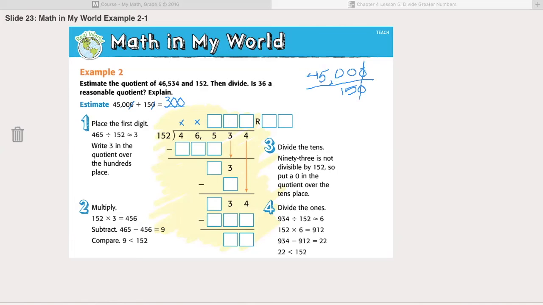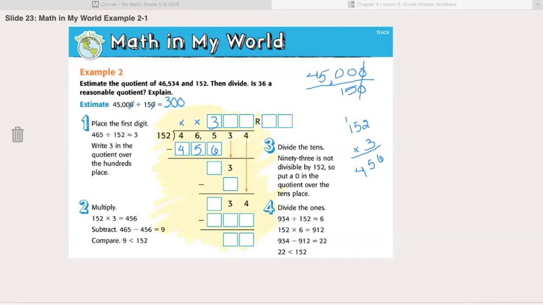150 plus 300 would be 450. So I think it fits in 3 times. I don't know the exact answer to that, so I need to multiply that out. 3 times 152. 3 times 2 is 6. 3 times 5 is 15. Carry the 1. 3 times 1 is 3, plus 1 is 4. So 456.